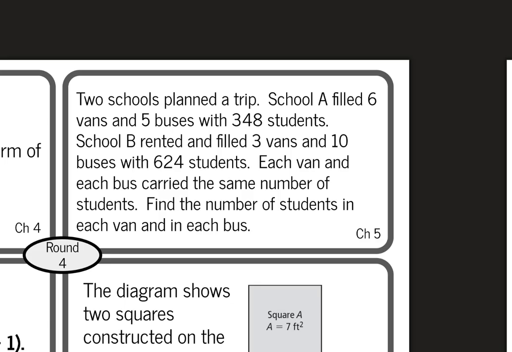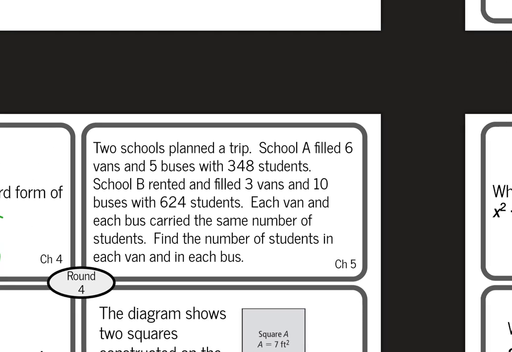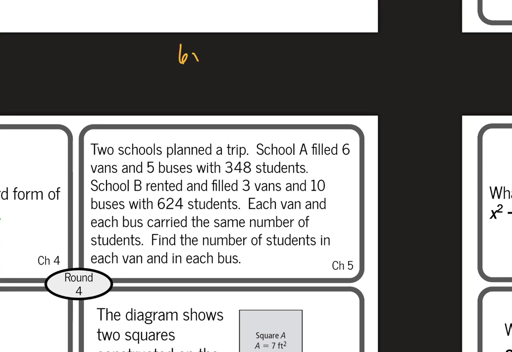Before you freak out that there is a giant word problem, just relax. 2 schools planned a trip. School A filled 6 vans and 5 buses with a total of 348. So stop right there. Totals are where we write equals, okay? That's why I like problems like this, because they tell us we got 6 of something and 5 of a different thing. And you guys are totally capable of doing stuff like this.